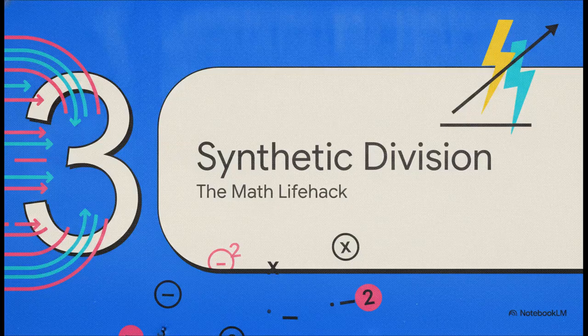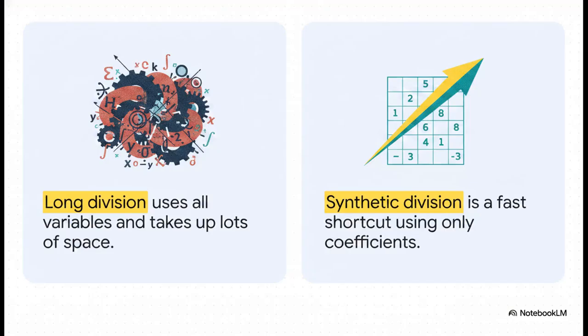Simple, right? All right, Section 3, the synthetic division shortcut, the math life hack. So what if I told you there was a way faster way to do this when you're dividing by a simple linear divisor, like, say, x minus 2? If we compare the bulky variable-heavy long division with synthetic division, honestly, the difference is night and day.